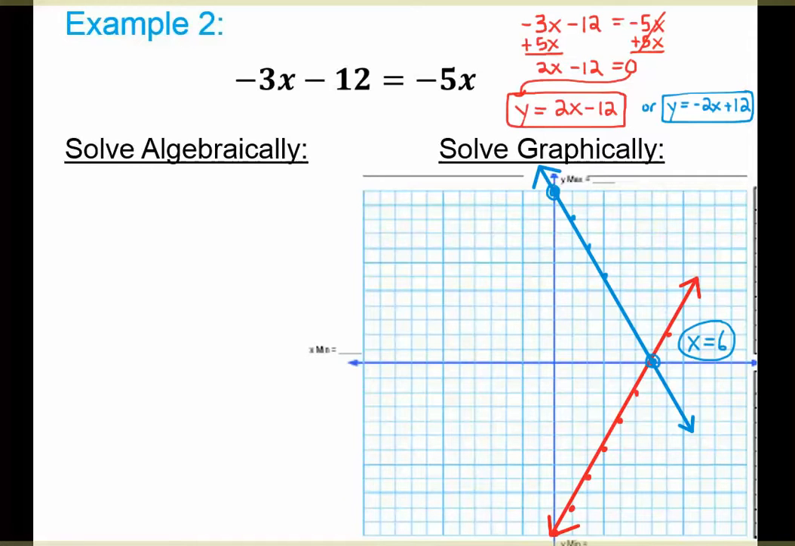Okay, so now I'm going to move on to the algebraic part. I recopy my equation, negative 3x minus 12 equals negative 5x. And here I'm going to add 3x to both sides.